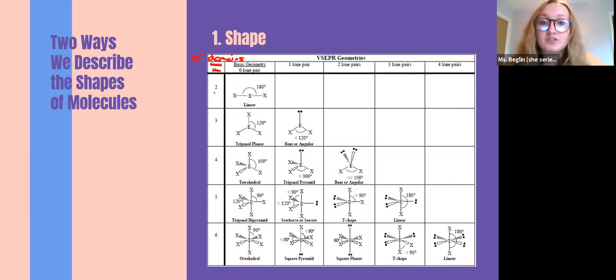So if we have 2 electron domains and no lone pairs, that shape is linear. If we have 3 electron domains and no lone pairs, the shape is trigonal planar. If we have 3 electron domains and 1 lone pair, the shape is bent or angular. So we're really just describing the position of molecules around each other using these standard words.